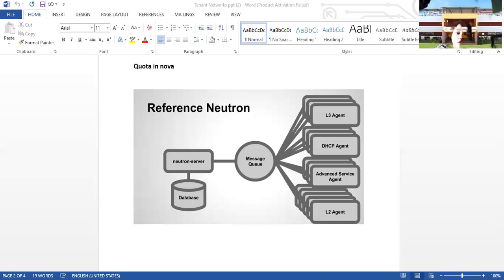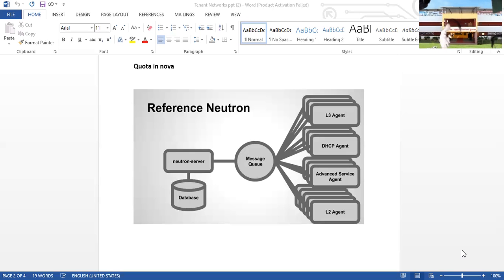So as you can see in this diagram, this is the diagram of this. Okay, so let's discuss. Quota in Nova. Nova uses a quota system for setting limits on resources, such as the number of instances or amount of CPU that a specific project or user can use.